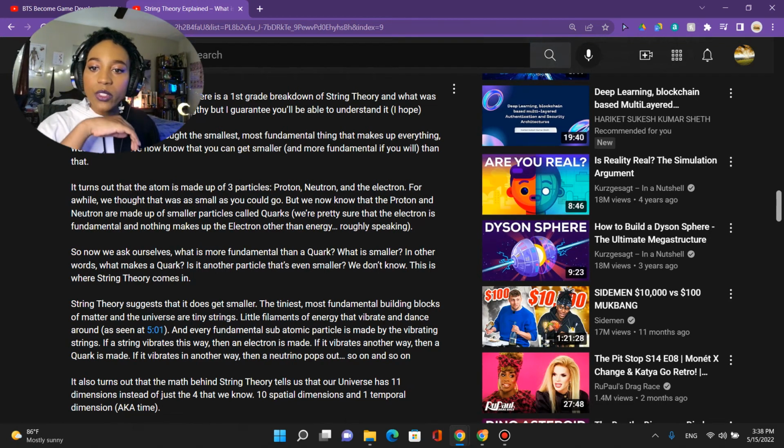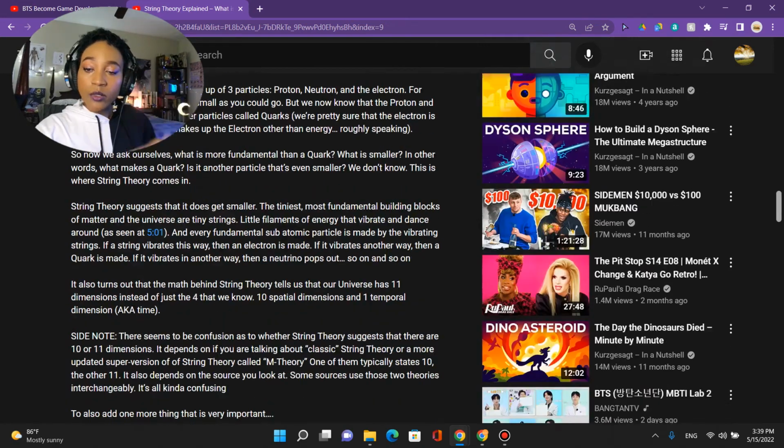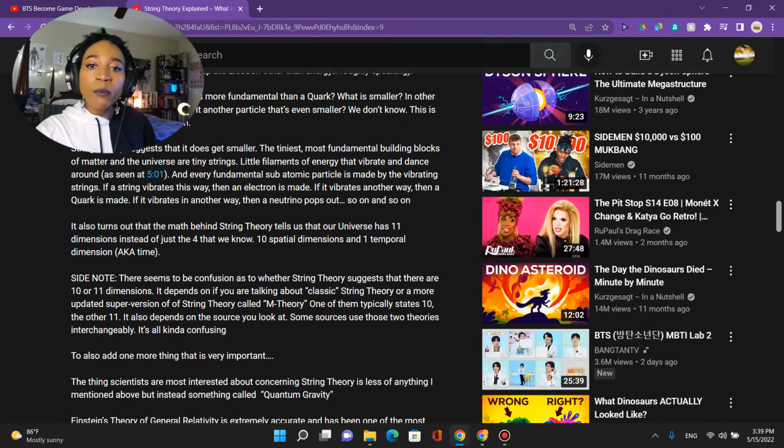For a while, we thought that it was as small as you could go. But we now know that the proton and neutron are made up of smaller particles called quarks. So now we ask ourselves, what is more fundamental than a quark? What is smaller? In other words, what makes a quark? Is it another particle that's even smaller? We don't know. This is where string theory comes in.